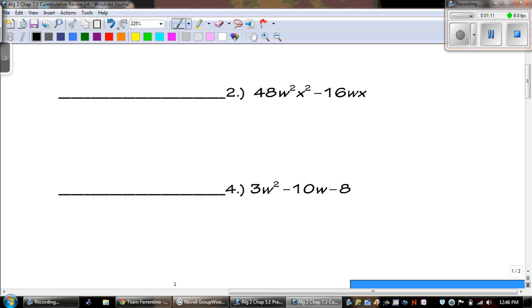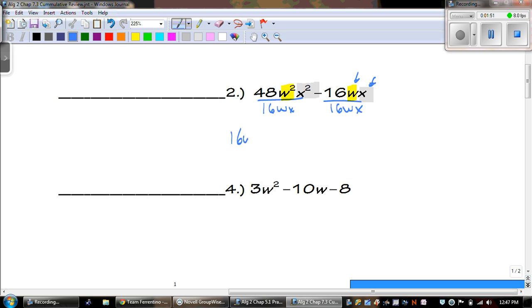Number 2. All right, let's do the same thing. What's the GCF of 48 and 16? Okay, 4 could work. 8 works. Does 8 work? Yeah. Okay, but we want the highest, and the highest is actually 16. All right, and now we need to look at both of the variables separately. They both have W's. Which one's smaller? And they both have X's. Which one's smaller? So that's our GCF.